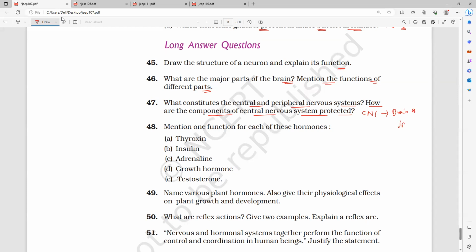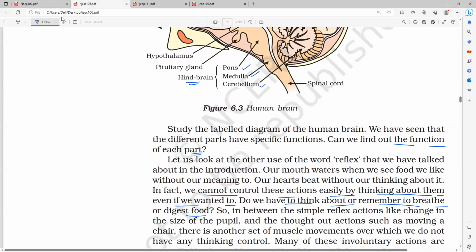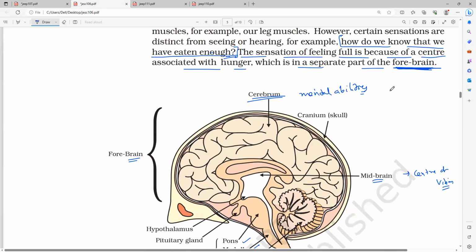Brain and spinal cord. Understanding? So the brain is protected by what? Yes, here it is, the cranium. That is what we used to call that. What is that? Yes, skull.